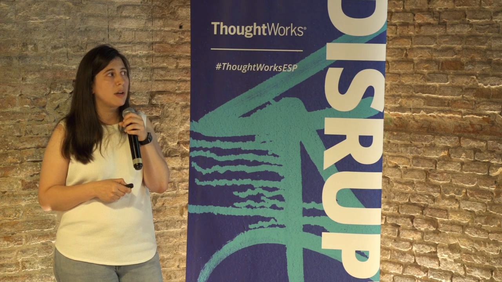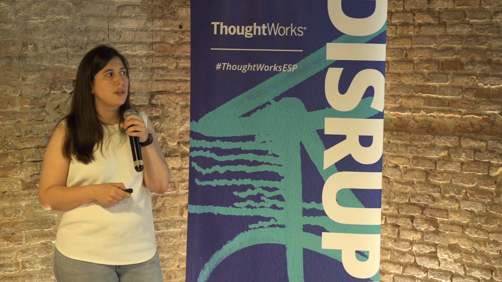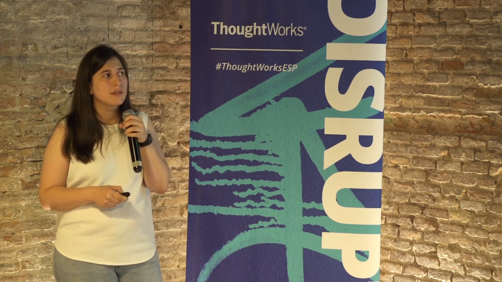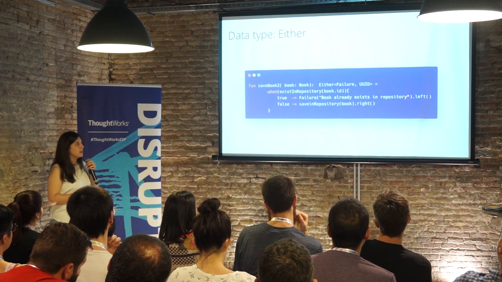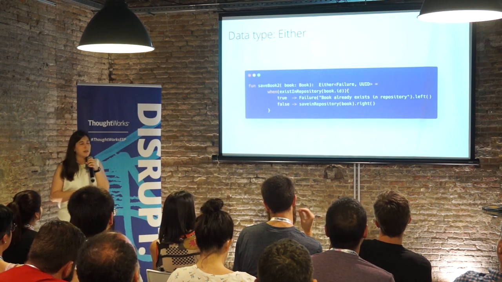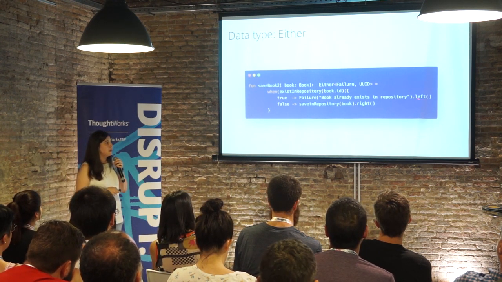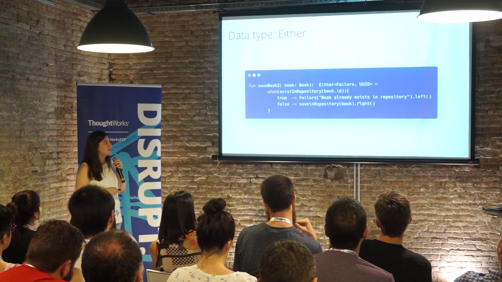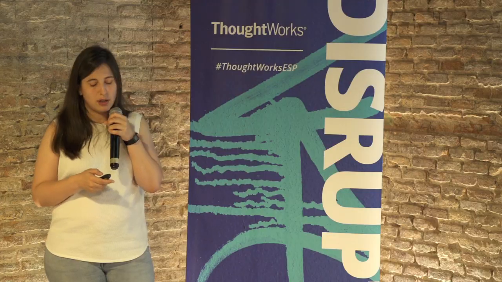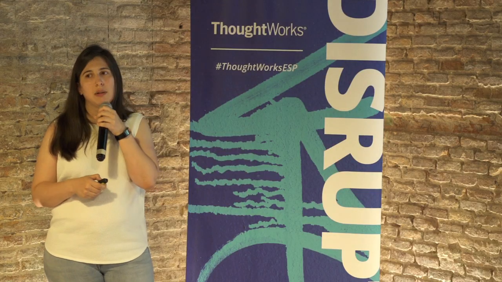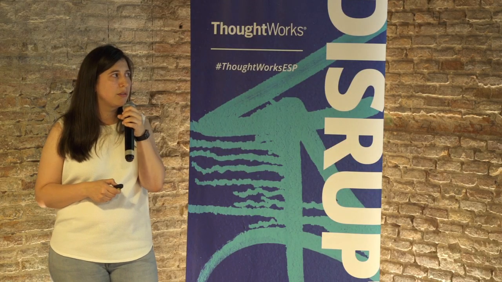If it's false, we are going to call this other function that is going to return us this UUID. So with these methods, we are going to wrap this failure, this result, in an Either in the left part. And with this method, we are going to wrap this result in an Either in the right part. So how can we deal with these Either values?